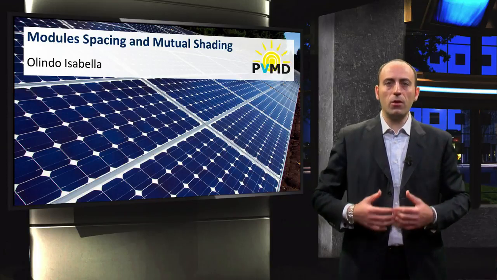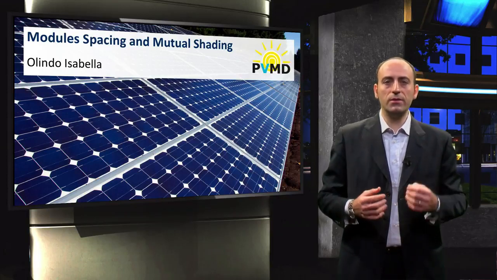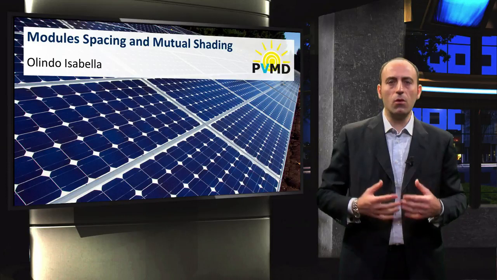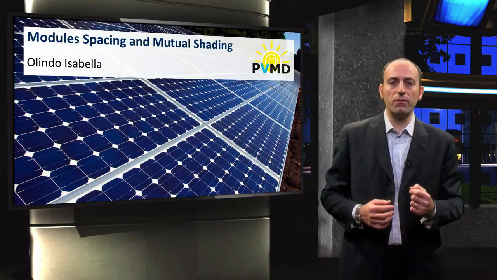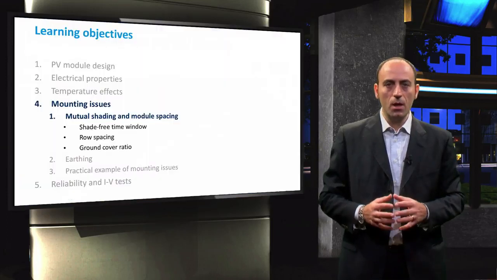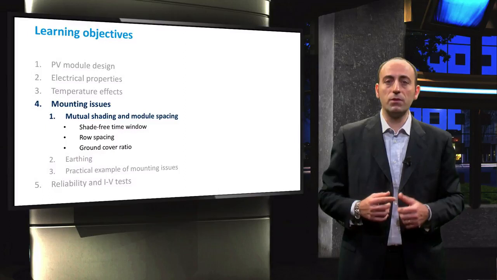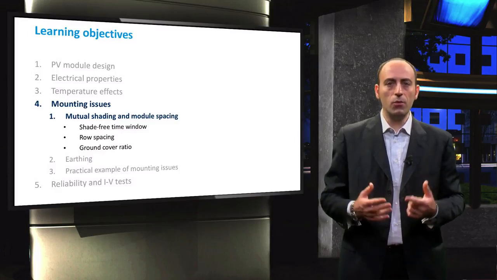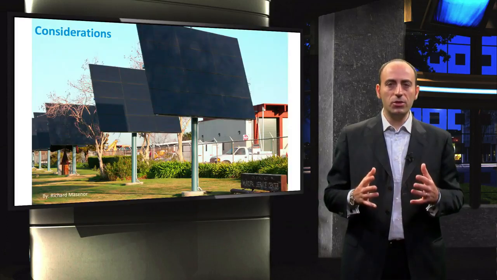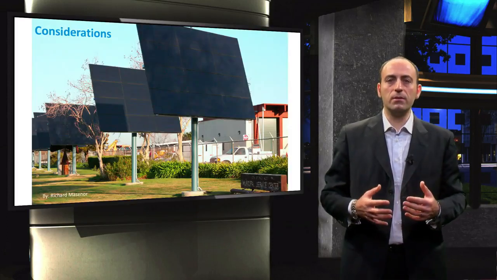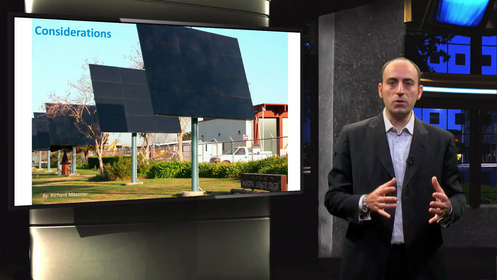In this video, we are going to learn how to calculate the inter-row spacing for tilted or ground-mounted PV systems in order to avoid potential self-shading issues. The main topics that will be discussed are the calculation of the shade-free time window, the row spacing, and the ground cover ratio.